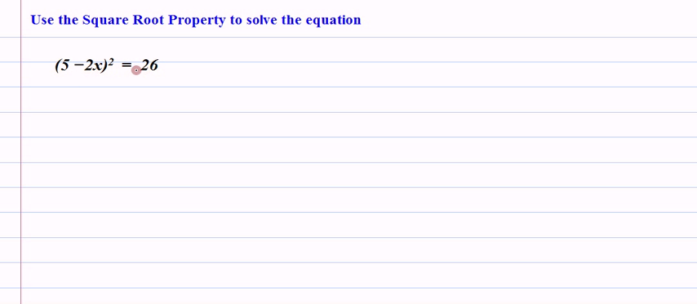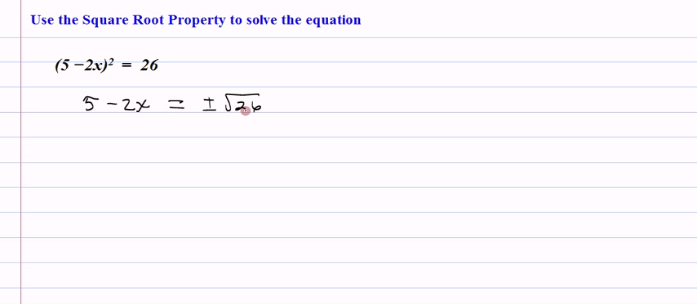When you see that, that's a good time to use the square root property, which remember says that you solve that by just taking the square root of both sides. So if we take the square root of the left side, we get 5 minus 2x is equal to, and the square root of the right side is going to give us plus or minus the square root of 26. That's not a perfect square, so we're stuck with the radical. And we can't even simplify the radical.